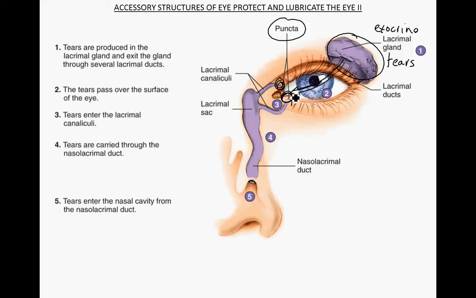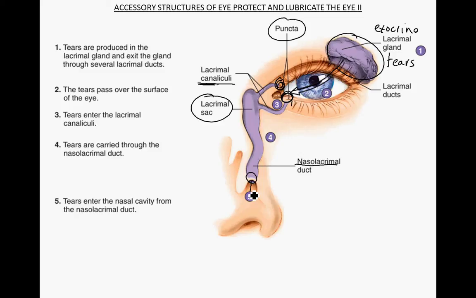The ducts are the lacrimal canaliculi. Look at the word here: canal, and liculi is a small canal. So these are small little canals that then drain into the lacrimal sac, which is inside of your nose, right? And then that will open up into the nasolacrimal duct right here, and the tears are usually going to evaporate by the time they get down into here.